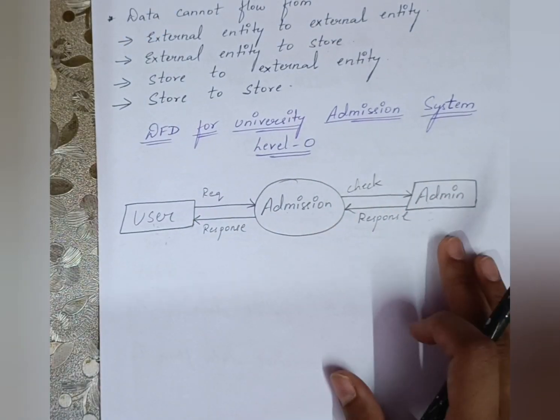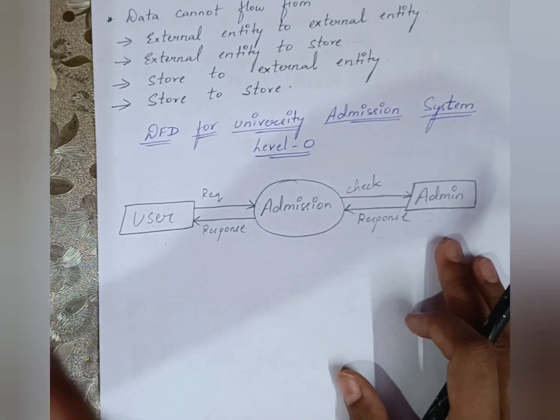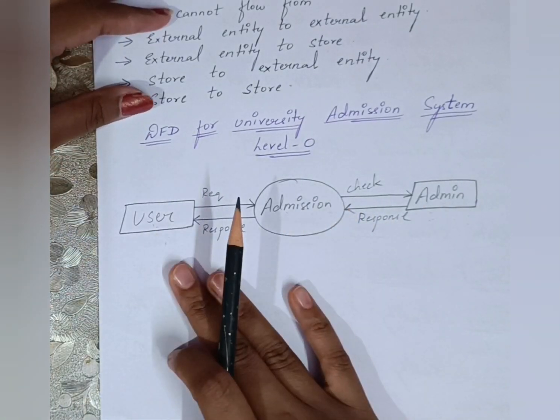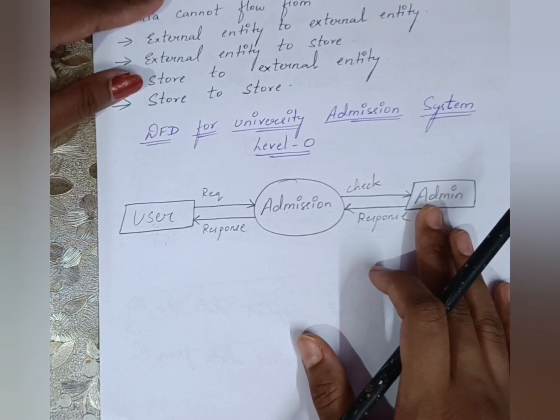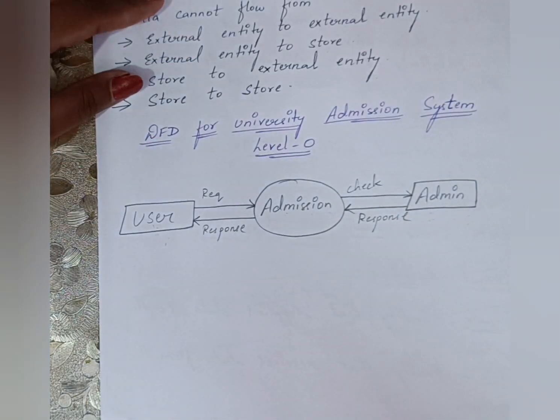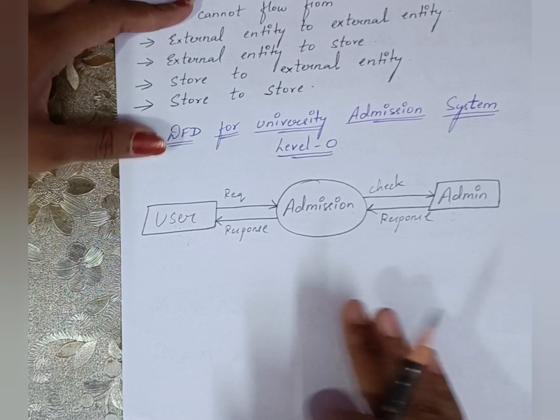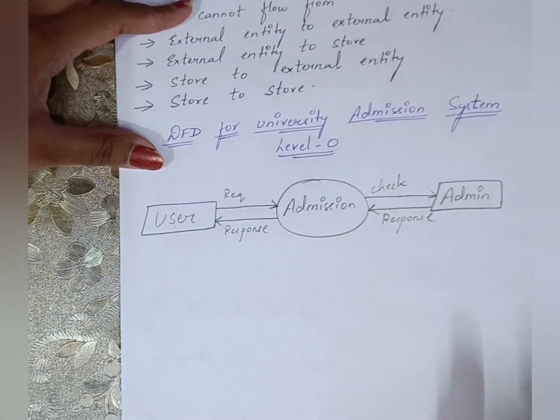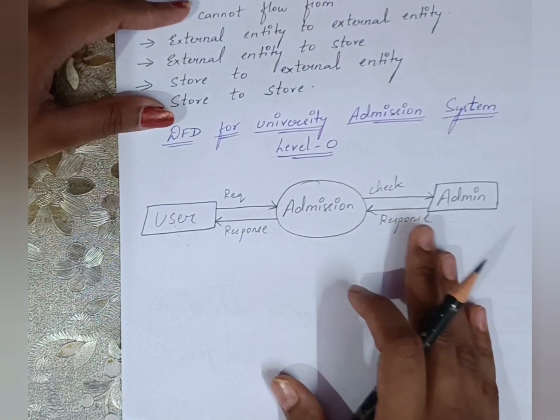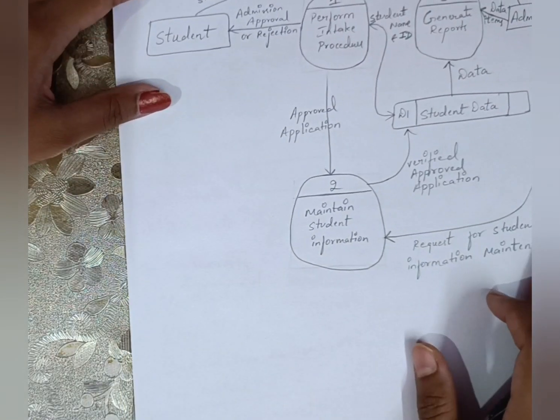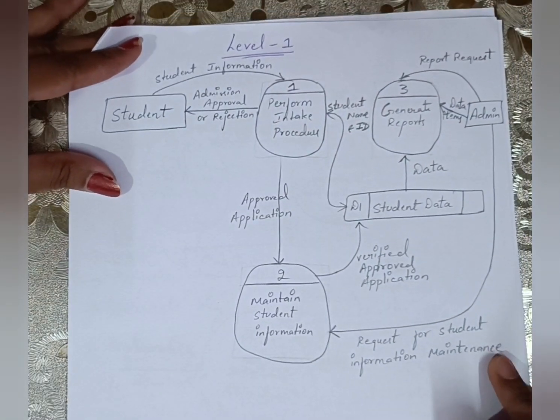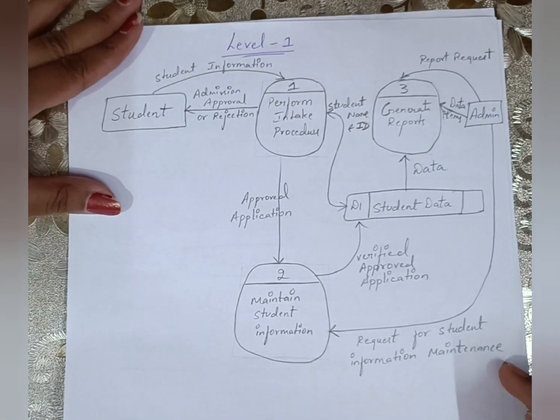And then there will be an admin who will decide whether the student is applicable for admission or not. So this was the level 0 DFD, and the next level, we'll go to the next level. This is the example for level 1 DFD.